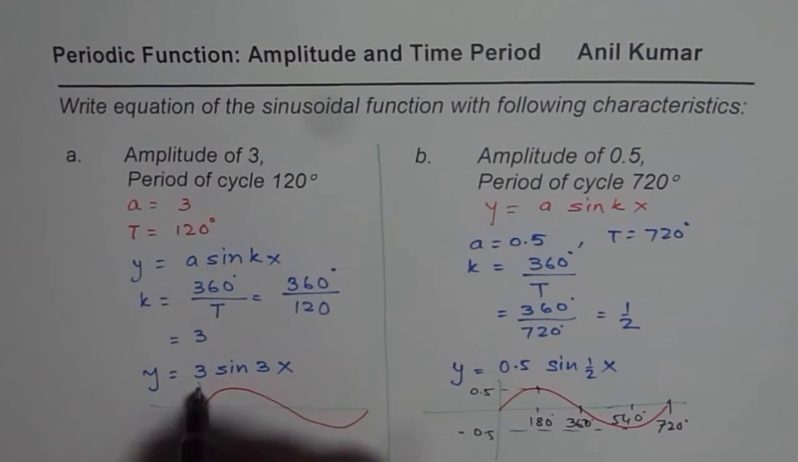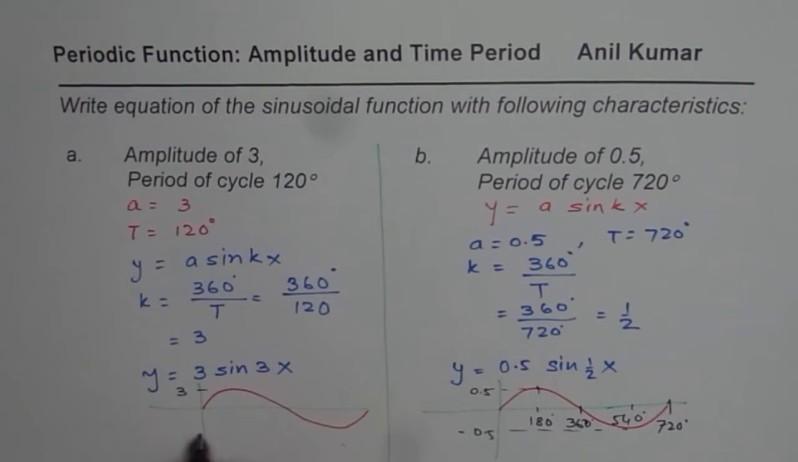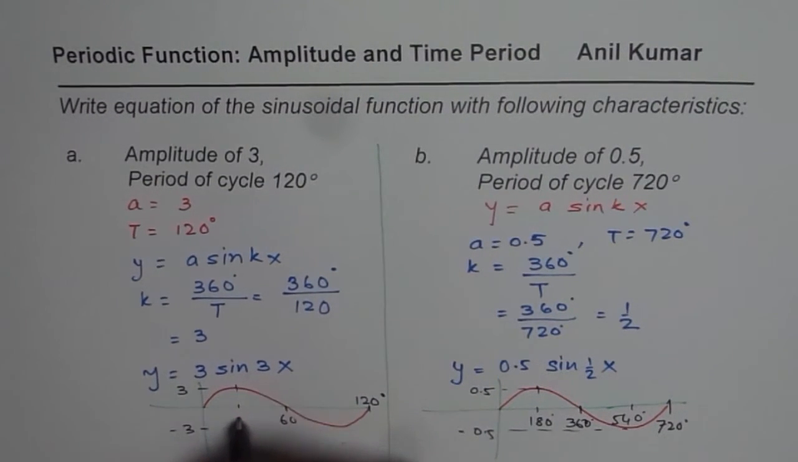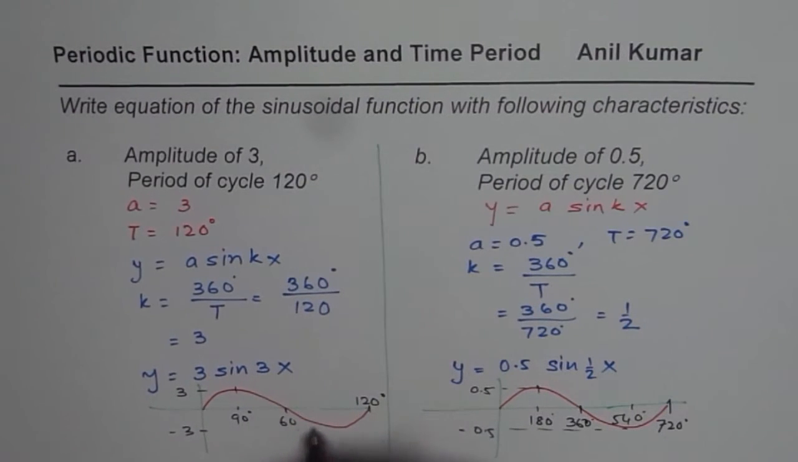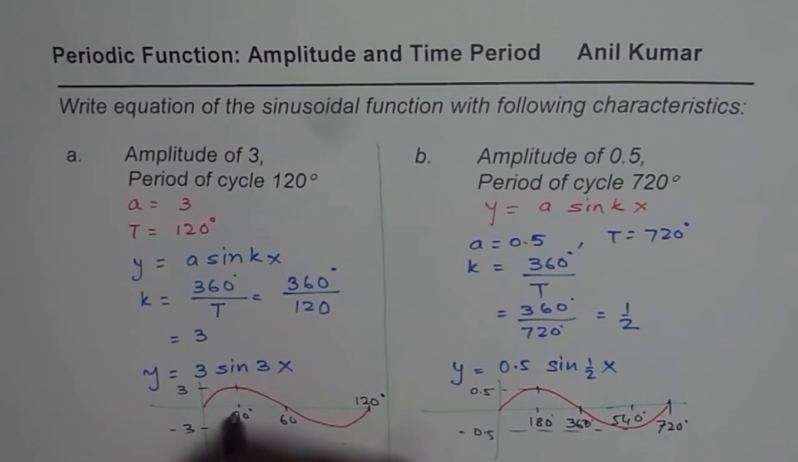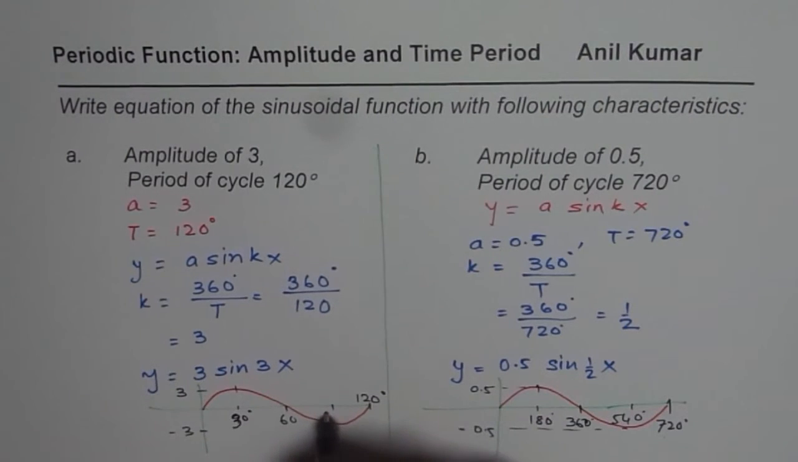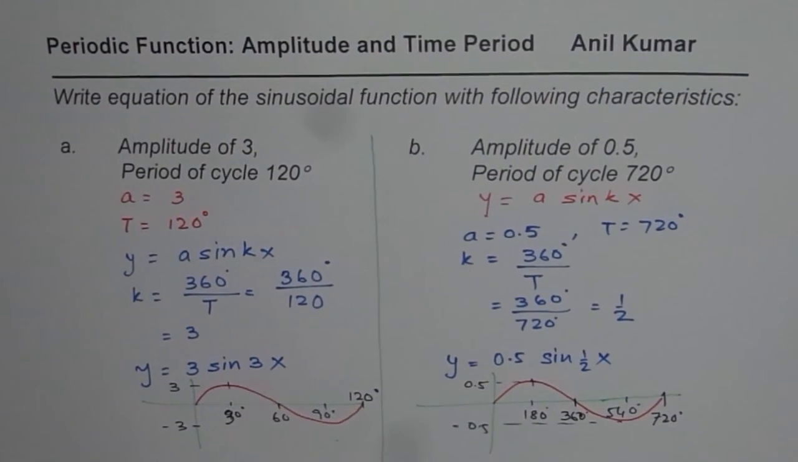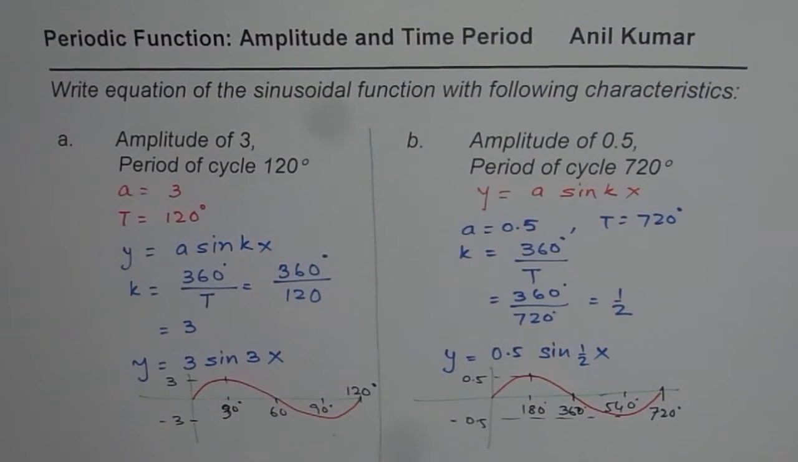This one, amplitude is 3, so maximum 3, minimum is minus 3, and the time period for us is 120 degrees. Let me write here 120 degrees, so this will be 60 degrees, 90 degrees, 30 degrees, and 90 degrees. So that is how you'll sketch these functions and write their equations.